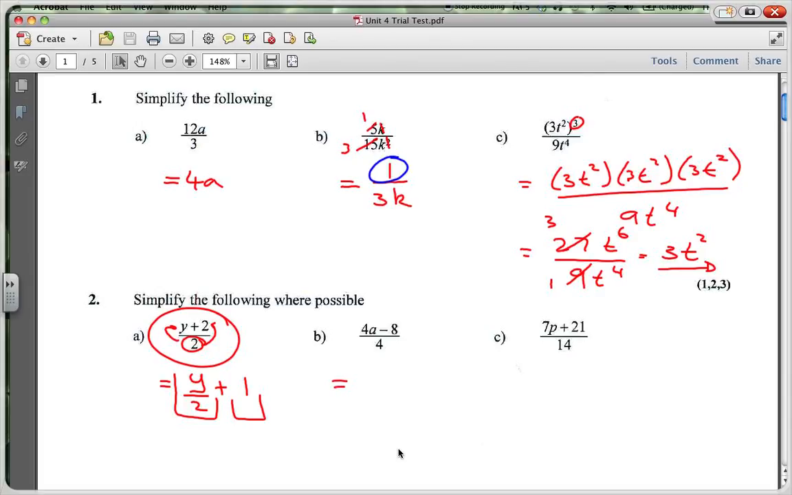Here again, making sure that you divide this 4 into both this one and into that one. So it's going to be a minus 2. And here the same thing. Here you're going to divide both this one over here. Well, let's do it like this. Let's factorize first. And we can take out a 7. And we're left with p plus 3 divided by 14. And now you can divide that 7 and the 14. That goes to 2, so it's p plus 3 over 2. Alright, good.